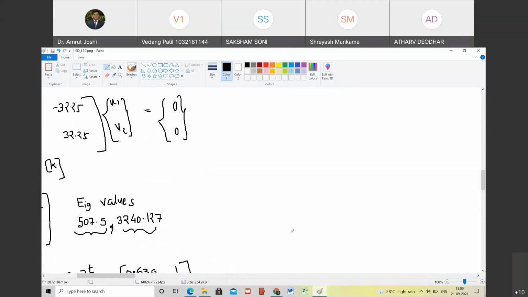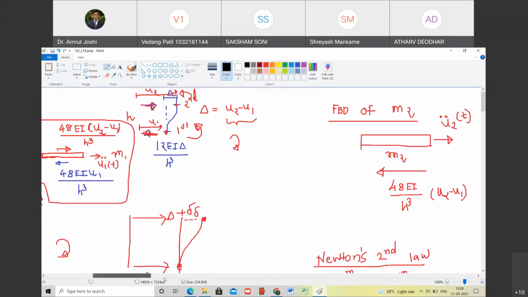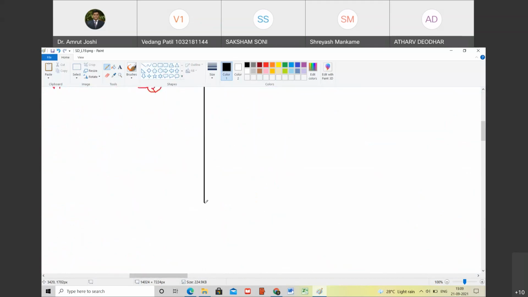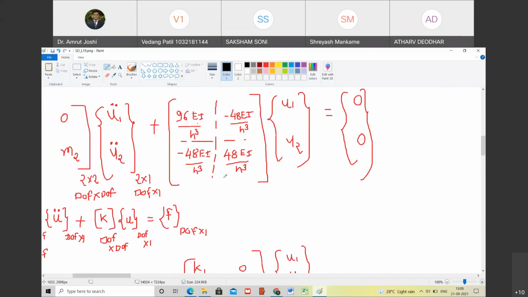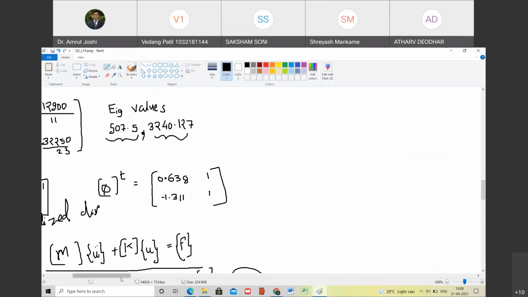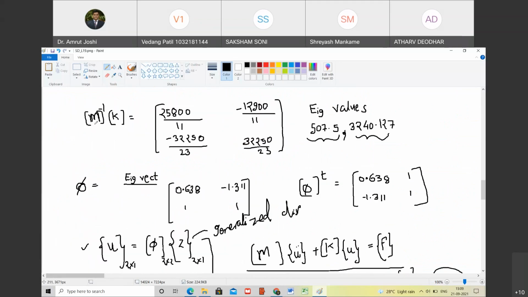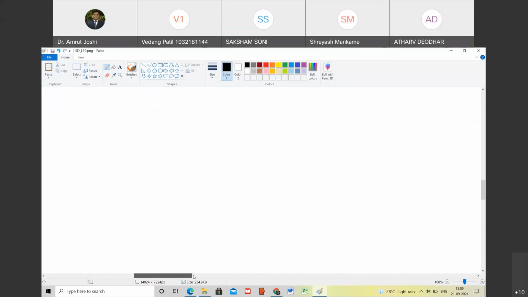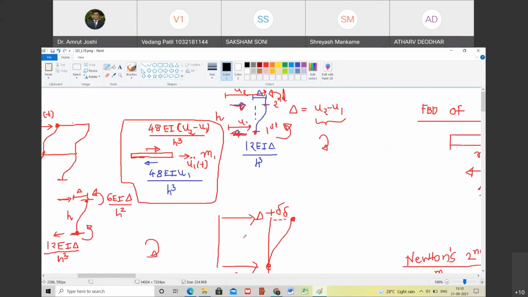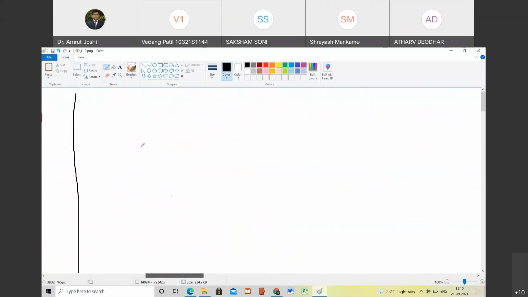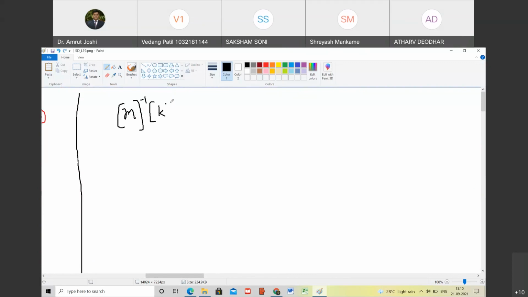Now look, I am making an important point. Where did these two values, 507 and 3240, come from? These are eigenvalues. Eigenvalues of what? M inverse K. In the original coordinate system, if you find out the M inverse K matrix from your mass matrix and K matrix, then its eigenvalues.